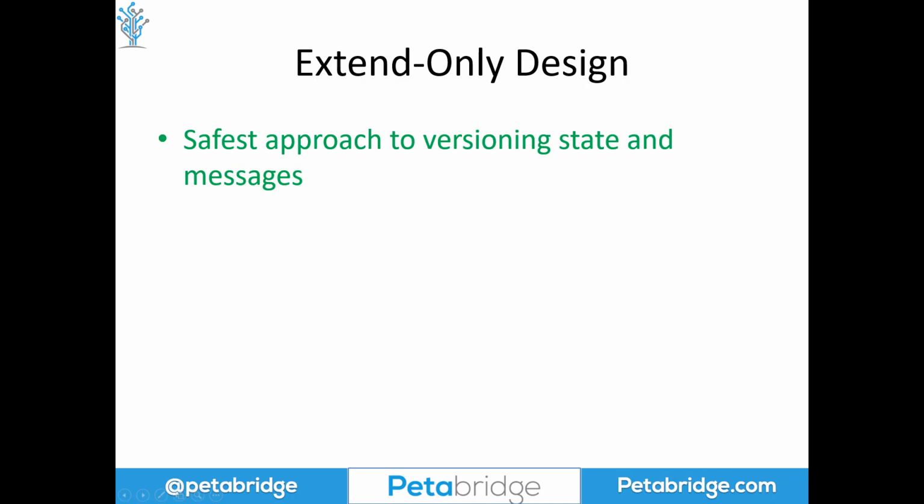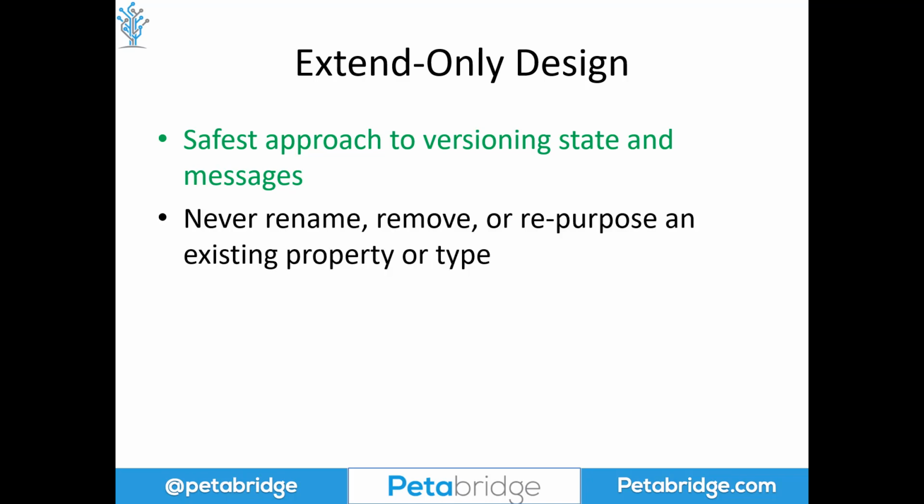Extend-only design is the safest approach to versioning state and messages, and this is where all of the backwards compatibility guarantees come from. To preserve backwards compatibility, anything that's been introduced into our wire types, so any property, any type, it never changes. We can't rename those properties, we can't remove them, and we can't repurpose them, or alter them in other ways, like changing the type of a property. Once it is introduced to the schema, it stays there forever. So this is the whole idea behind extend only.